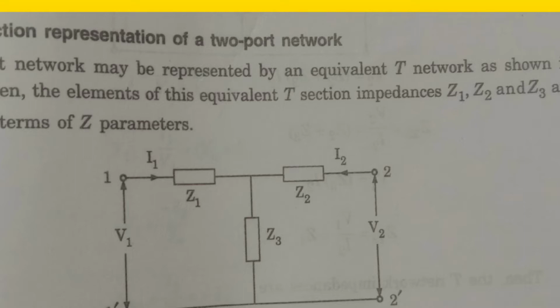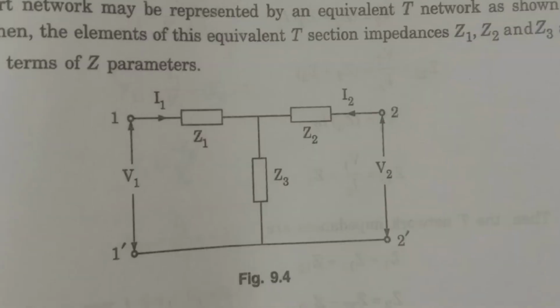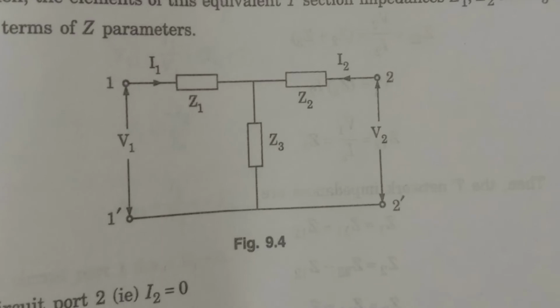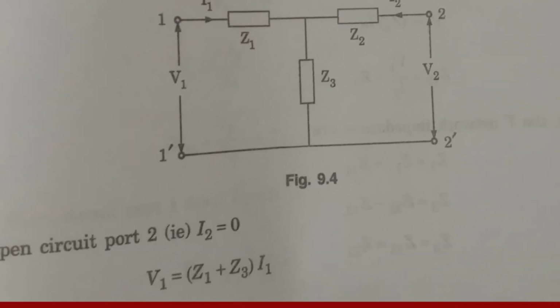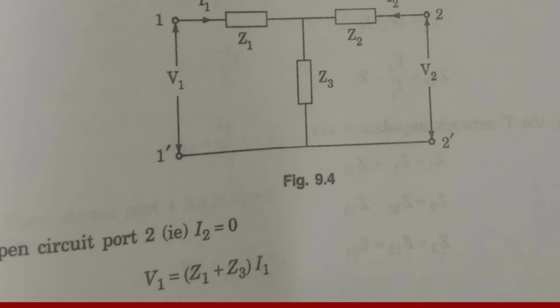The current entering the network is I1 and the output current is I2. Both the currents are entering, the input voltage is V1 and the output voltage is V2. The terminals are 1, 1 dash, 2, 2 dash. When you open circuit port 2, we get I2 equal to 0. When I2 equals 0, there is no drop in Z2, so V1 will be equal to Z1 plus Z3 into I1.